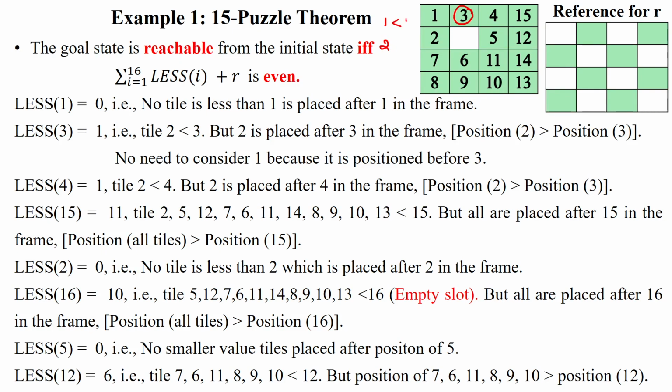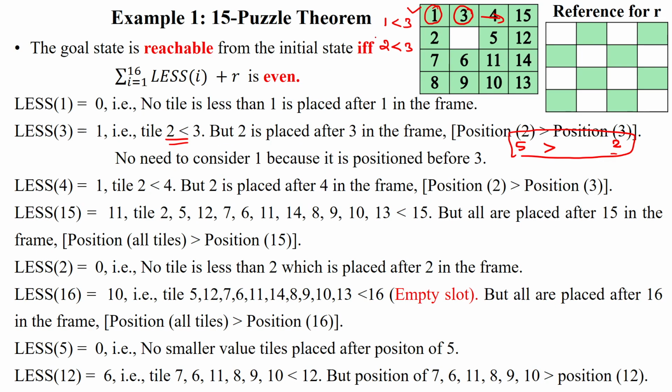So 1 is less than 3, and 1 is placed before 3, so it is not a problem. Then 2 is less than 3, but 2 is placed after the 3. That means the position of 3 is here, 2, but the position of 2 is here, 5. So 5 is greater than 2, so it should not be like that. Always the position of 2 should be less than the position of 3.